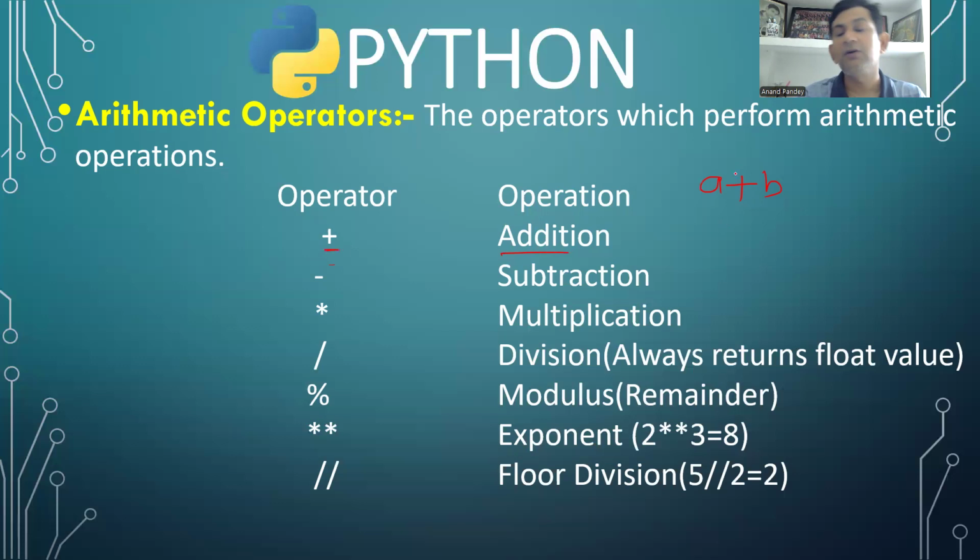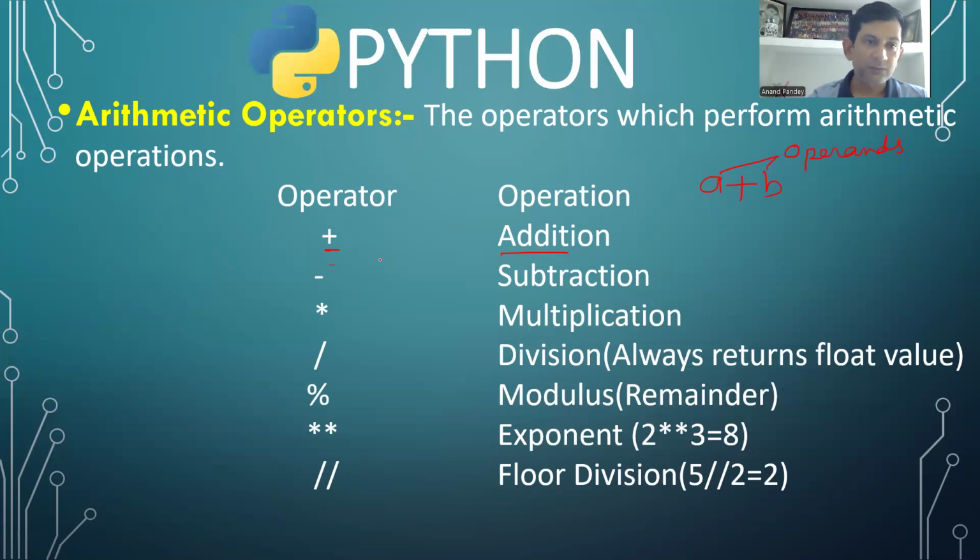Here plus is the operator, and here a and b are the ones on which the operation is performed. The variables or constants on which the operation is performed are called operands. Please remember this word, I will use it again and again afterwards in this operator topic. Here the addition operation is performed on a and b, so a and b we will call operands.